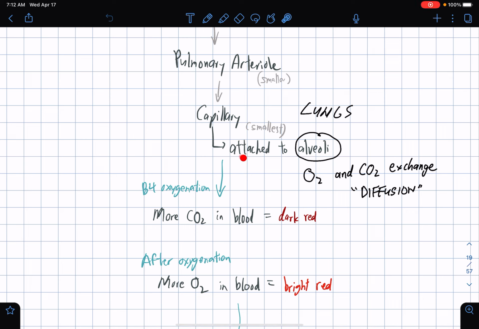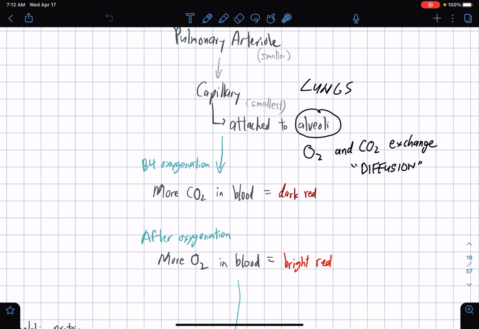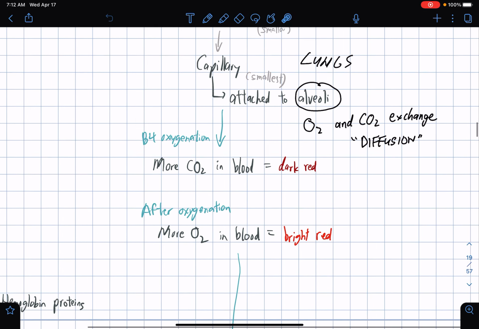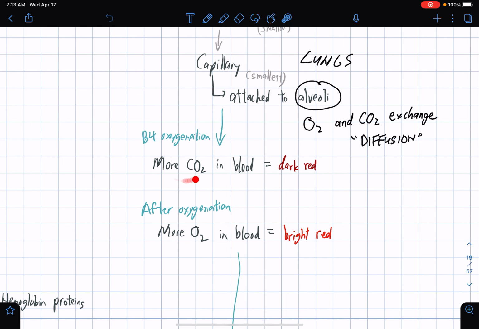It is closely attached to the alveoli. This is in the lungs already. And oxygen and carbon dioxide exchange, diffusion. Before oxygenation, there is more CO2 in the blood. This is equal to dark red. So the more carbon dioxide you have in your blood, it's dark red. But after you breathe, after the gas exchange occurs, if there is more O2 in the blood, the color of your blood is usually bright red.